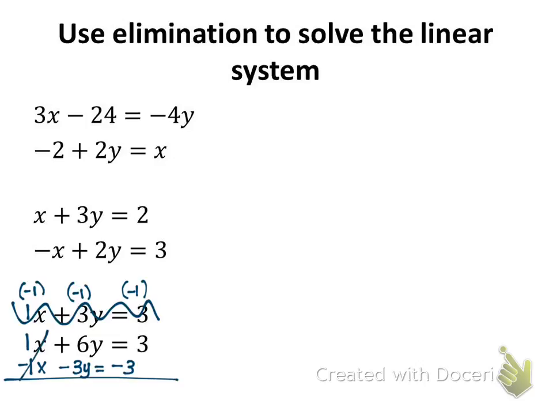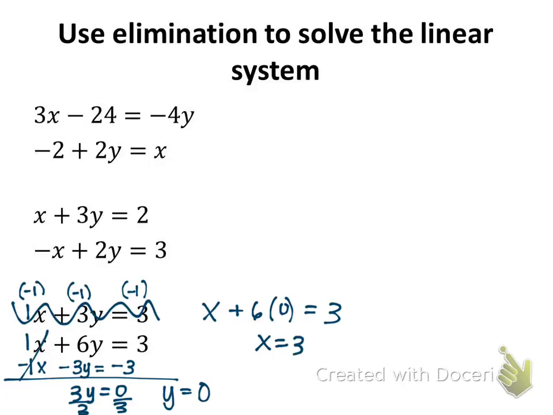So the x's cancel out, and I combine like terms. 3y is equal to 0. Divide by 3, and y is equal to 0. So now I can plug this back in anywhere I want to. So I'm going to plug it into the second equation. x plus 6 times 0 is equal to 3. I know 6 times 0 is 0, so x is equal to 3. So my ordered pair is 3, 0. So this is how we solve using the elimination method.